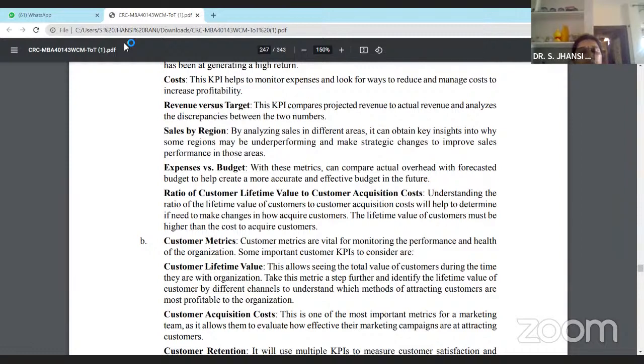Understanding the ratio of the lifetime value of customers to customer acquisition cost will help to determine if we need to make changes in how we acquire customers, and what changes we can make according to the customer cost. The lifetime value of customers must be higher than the cost to acquire customers, so whenever we acquire customers, it's very important to know this.